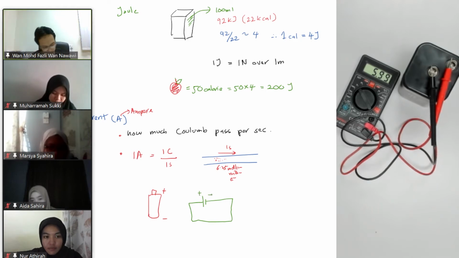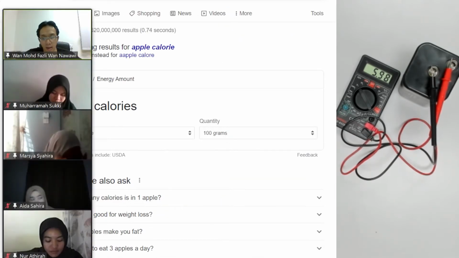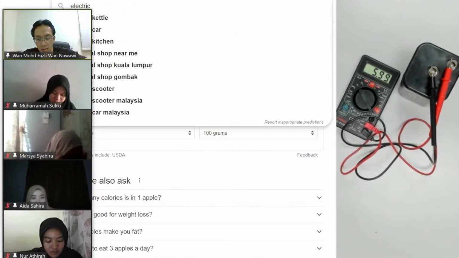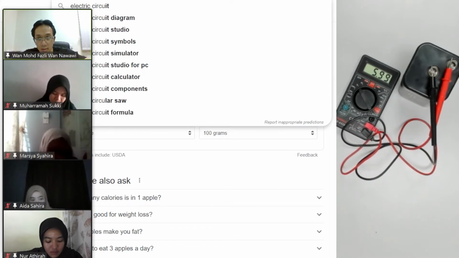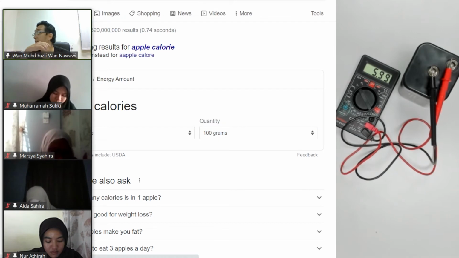Yeah. So is it like that? I don't remember. Wait, electric circuit diagram. I think that's correct, but let me check first.